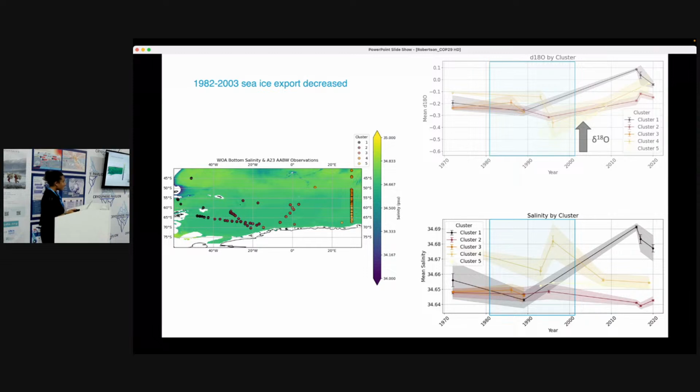Looking also at the salinity, in most regions of the Weddell Sea, we also see salinity decrease over this period of sea ice export decrease.